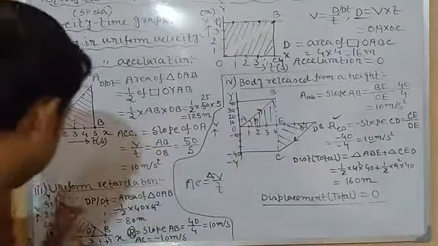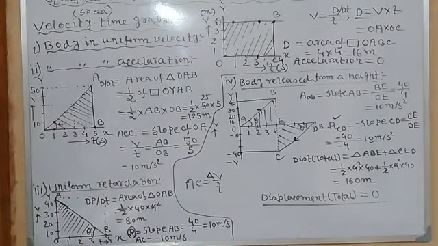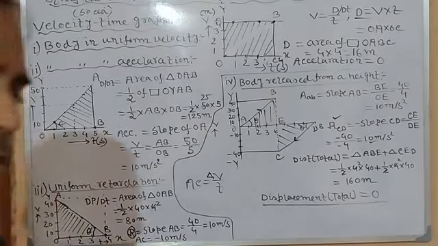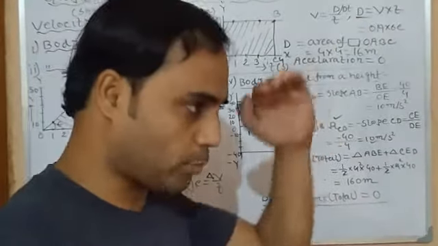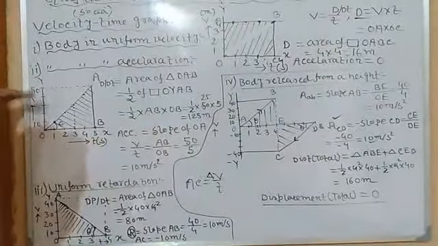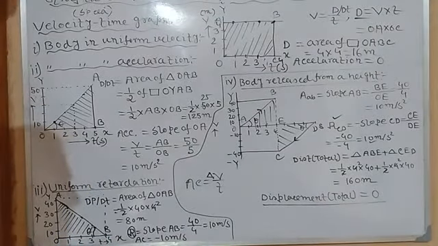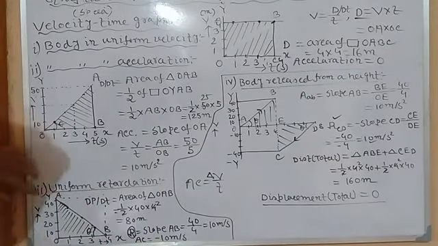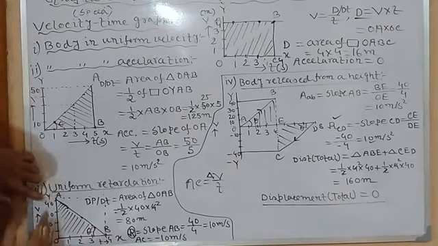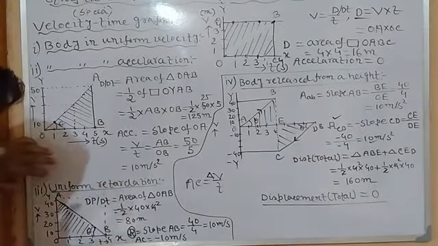Now if it returns back in uniform retardation. Uniform retardation means velocity is also changing, but in the form of decreasing, isn't it? 10 meter per second, 20 meter per second, 30 meter per second, 40, 50 meter per second. But now if it decreases with the same rate, the change is also happening with the same magnitude, but here decreasing, isn't it? Time 1, 2, 3, 4 seconds, then 10, 20, 30, 40 seconds, isn't it?